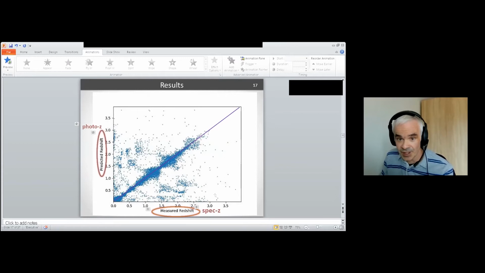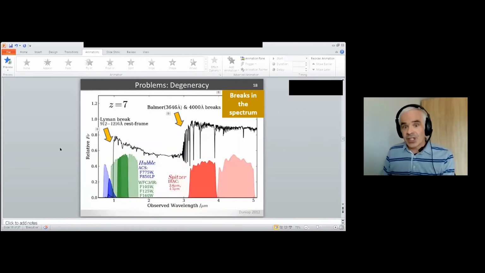And just to take one example, the actual spectroscopy is saying we've got something at redshift 3, whereas the machine learning algorithm is putting the same thing at around redshift 1. So a question is really, how is it getting it so wrong sometimes?